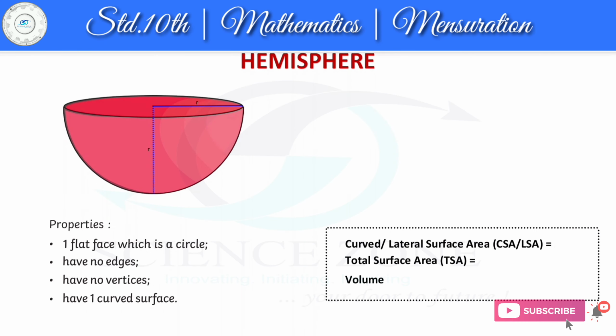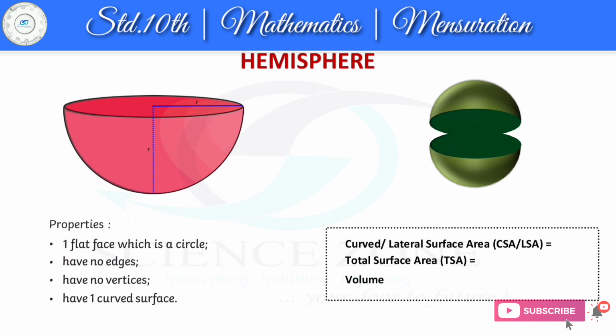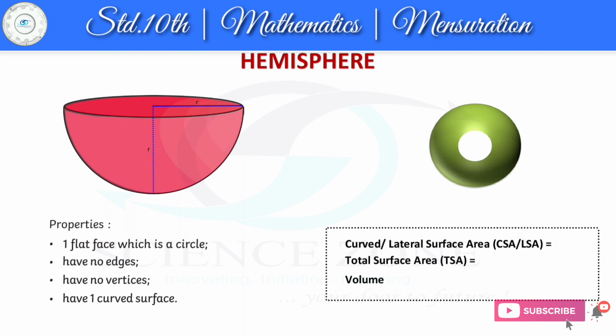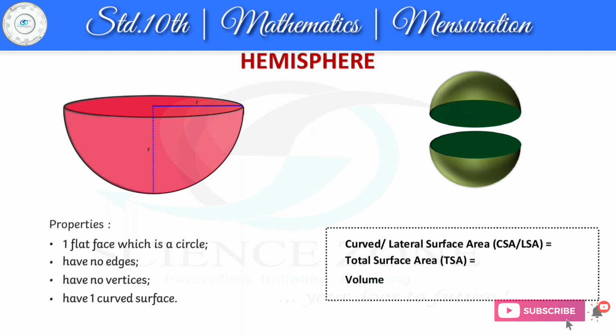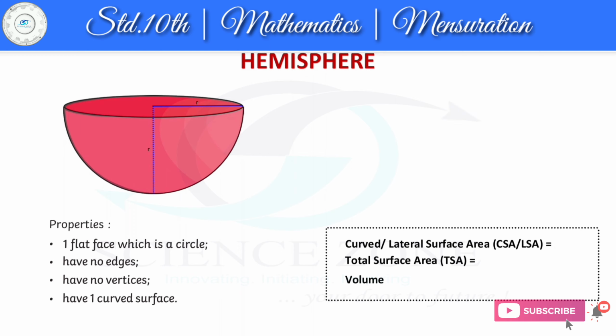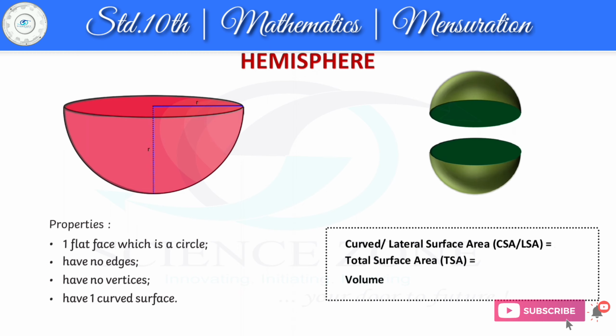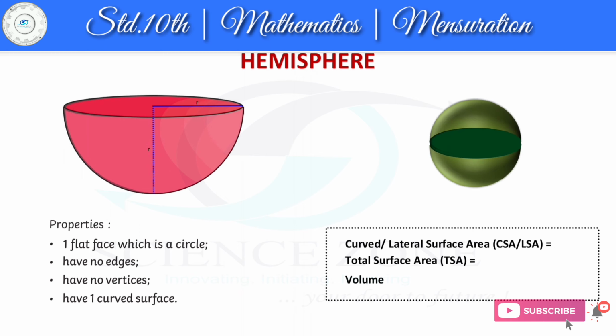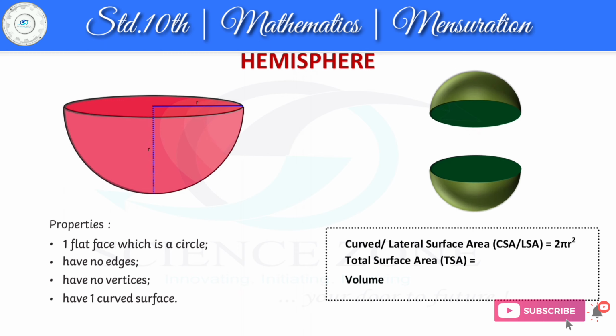Hemisphere. If the sphere is cut into 2 halves, then each half is called a hemisphere. Hemisphere has one circular base and one curved surface. As the hemisphere has a base, we can find its curved surface area and total surface area also. The curved surface area of the hemisphere will be half the surface area of the sphere. So surface area of a sphere was 4 pi r square. Therefore half of 4 pi r square will be 2 pi r square. The curved surface area of a hemisphere will be 2 pi r square.